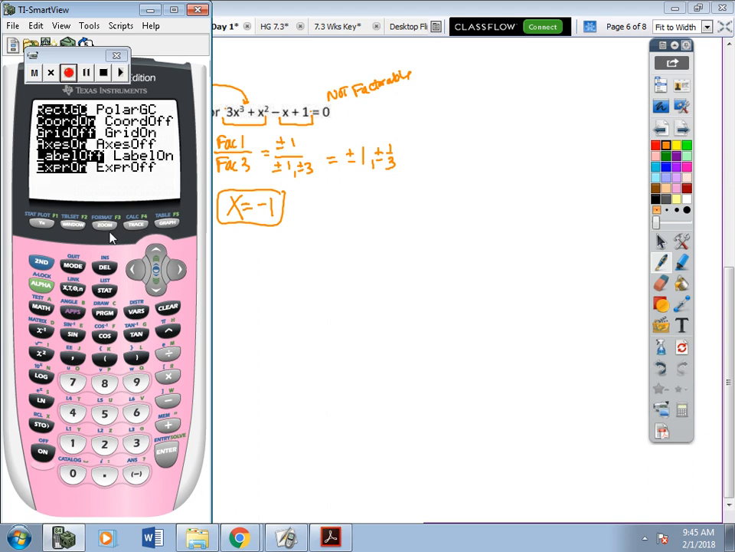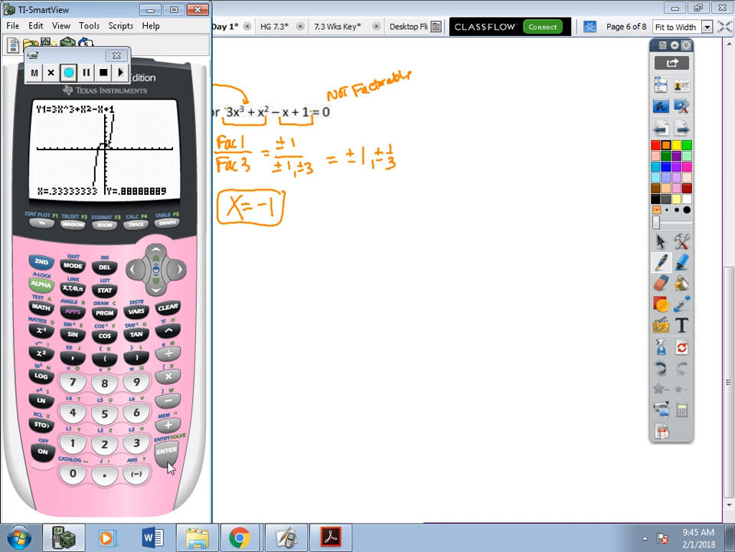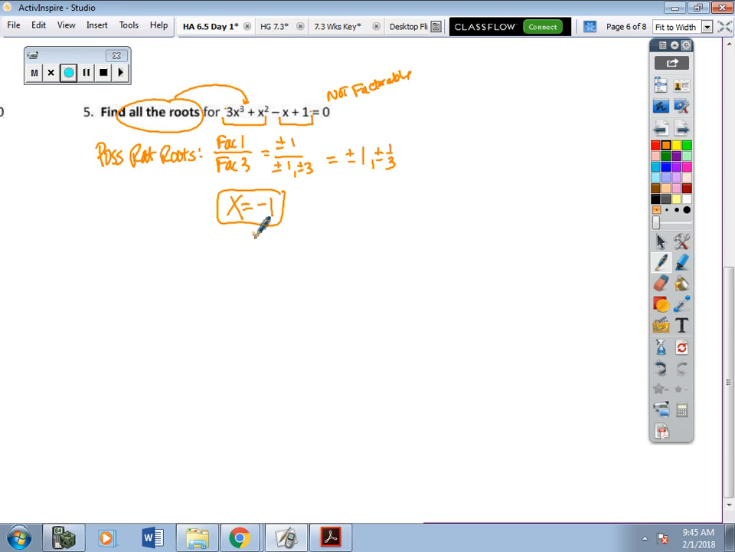So let's go to our graph. Zoom 6. Second, trace. Option 1 is your value. And you can just type in 1/3. It's not 0. Do it again. Check negative 1/3. It's not 0. So none of those work. This is my only rational root. Now, to find the other 2 that are either irrational or complex, I have to use synthetic division.